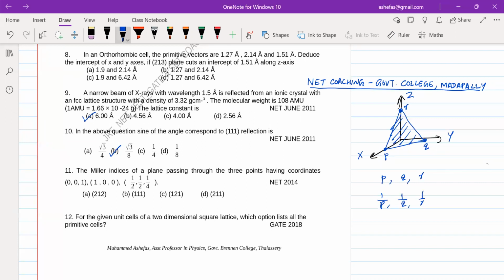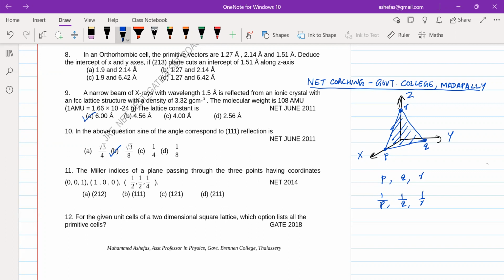If all of these, 1 by P, 1 by Q, 1 by R, are just integers, then that itself would be the Miller indices directly. But if any fraction is present, then we have to multiply by the LCM to remove the fraction, and that final set of numbers would be the Miller indices.